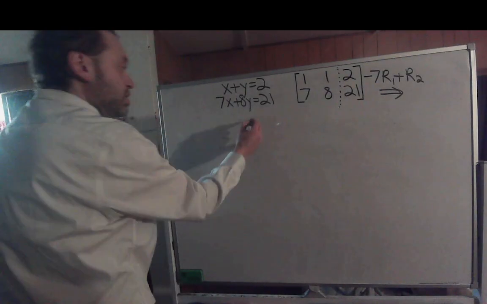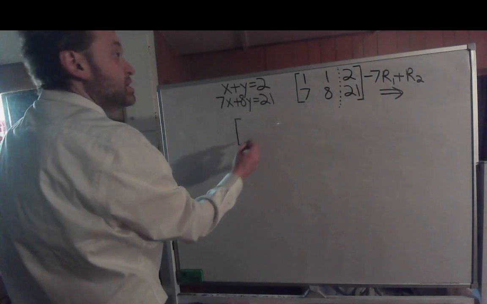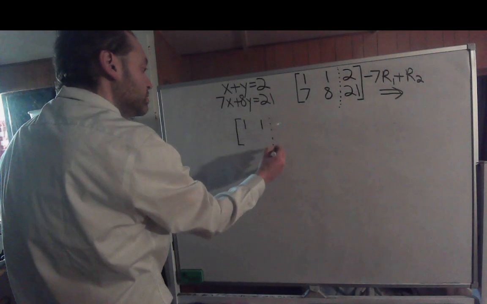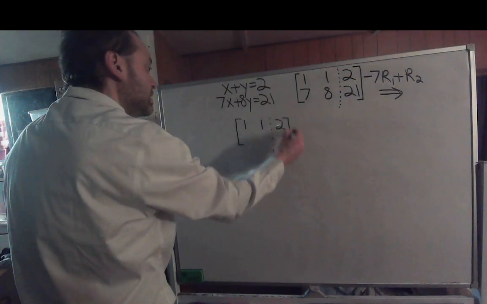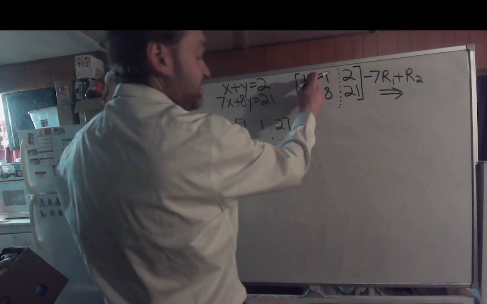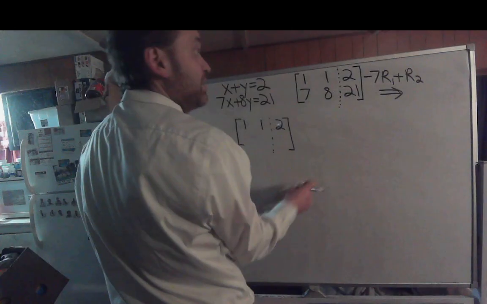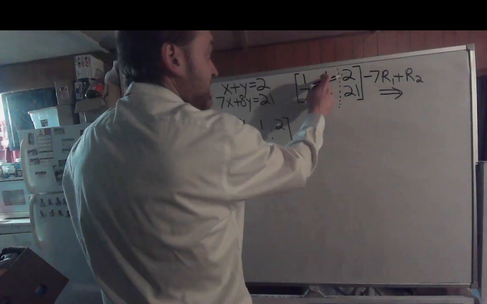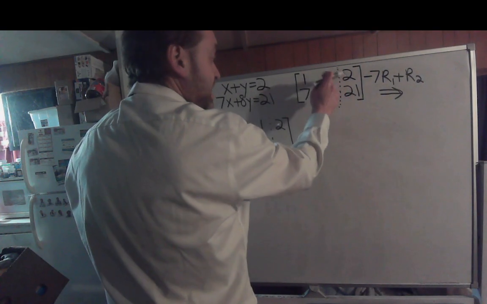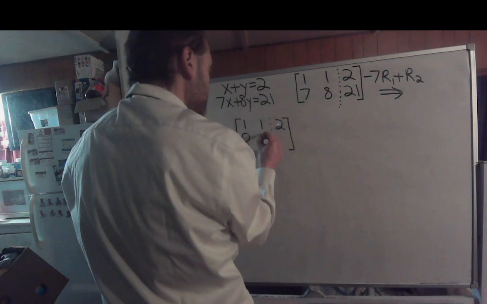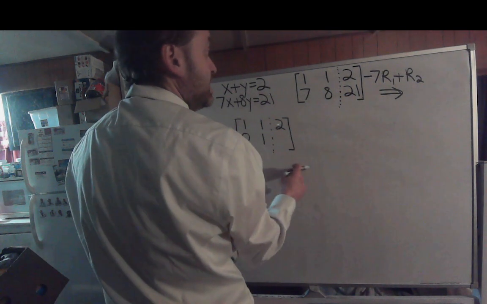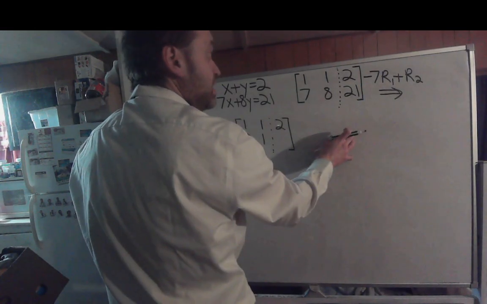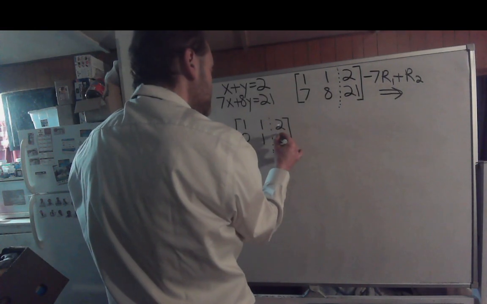So let's form our resulting matrix. You're going to leave row 1 alone. That'll be 1, 1, and 2. Now, -7 times 1 is -7, plus 7 is 0. Then -7 times 1 is -7, plus 8 is 1. And then -7 times 2 is -14, plus 21, that would be 7.